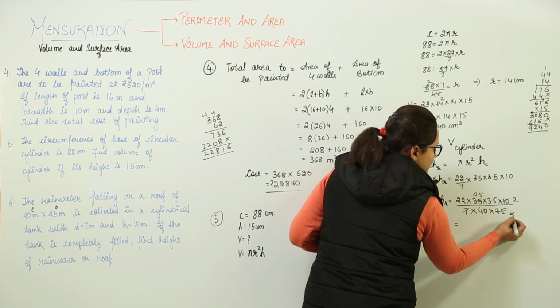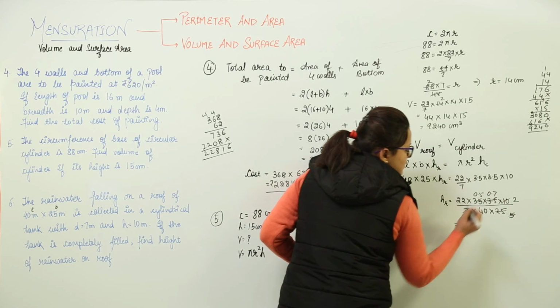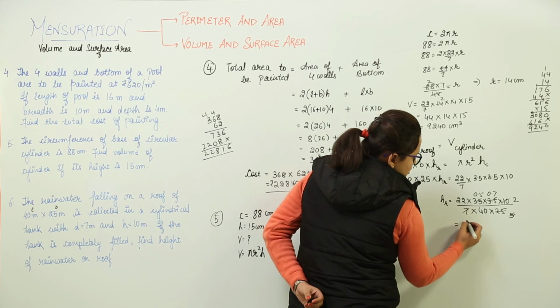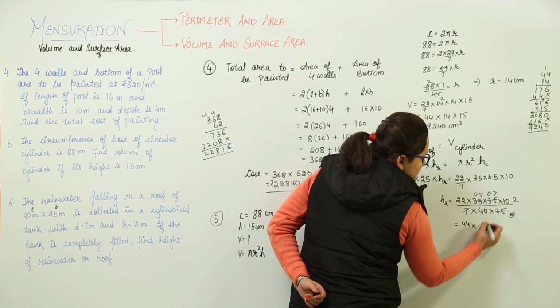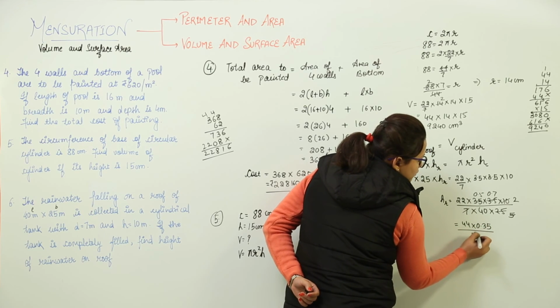5 2s are 10, 5 5s are 25. Still we can cut this out. 0.7. Now, is there any further cutting possible? No. Then let us stop here. Then 22 into 2 becomes 44. 5 sevens is 35 with 2 decimal places, whole upon 40.